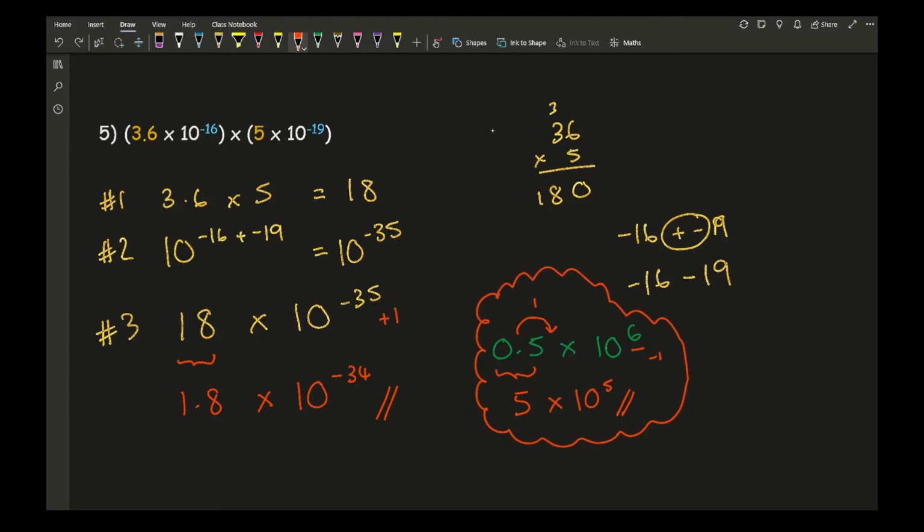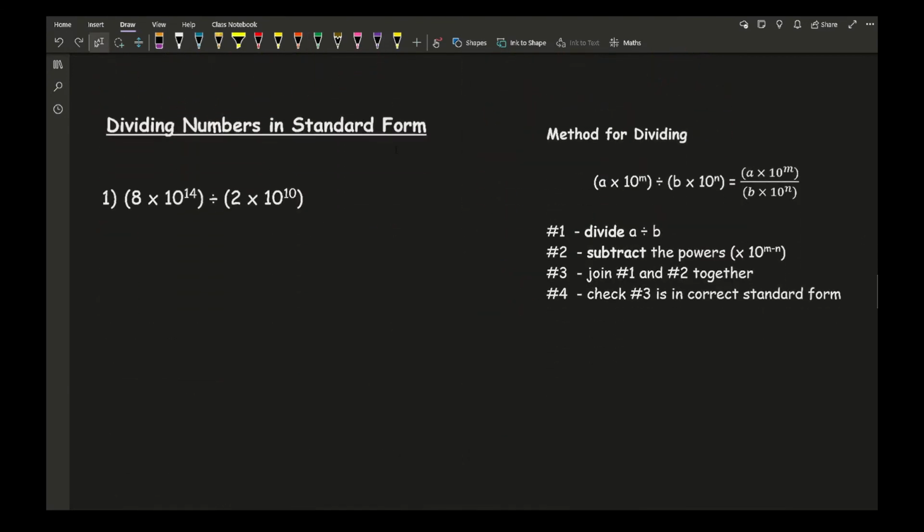So whatever you do to the first number, you need to do the opposite with the power. So if you make the base number smaller, make the power bigger. If you make the base number bigger, you make the power smaller. And that's the general rule of what we're looking at here. So let's now move on to dividing numbers in standard form.